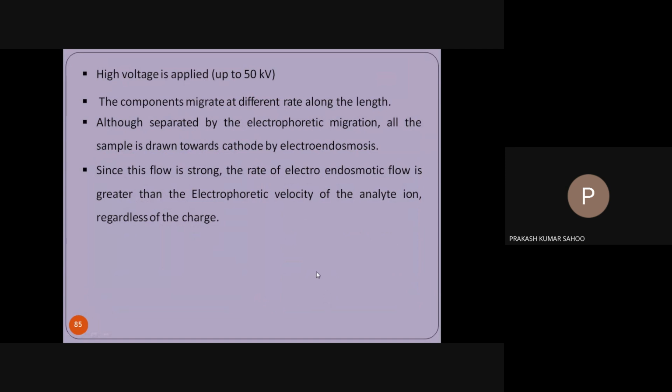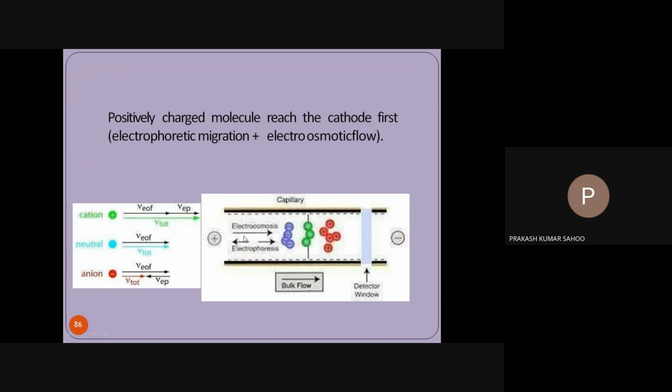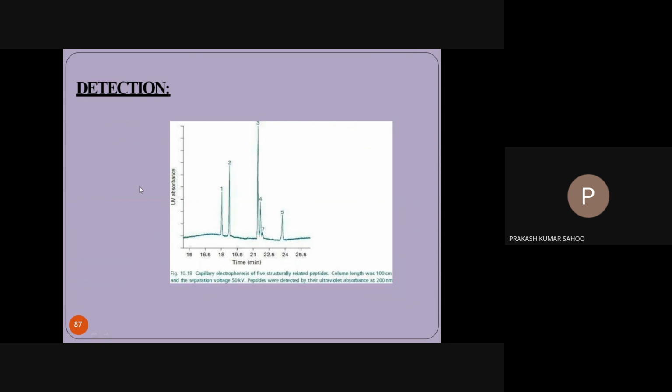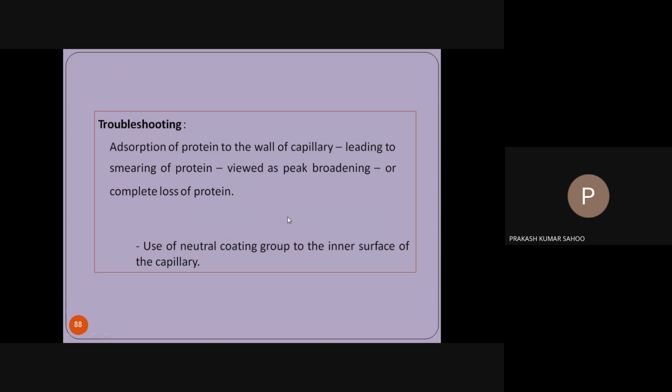When high voltage is applied, the components migrate at different rates. Although separated by electrophoretic migration, all the sample is drawn towards the cathode by electroosmosis. Since this flow is strong, the rate of electroosmotic flow is greater than the electrophoretic velocity. Positively charged molecules reach the cathode first, that is electrophoretic migration plus electroosmotic flow, so the positive ions will reach the cathode end first. This is the detection or peaks of your capillary electrophoresis.